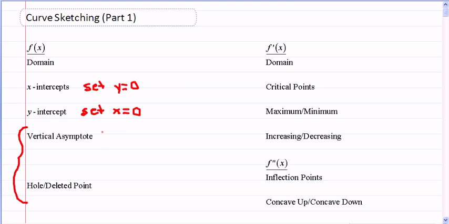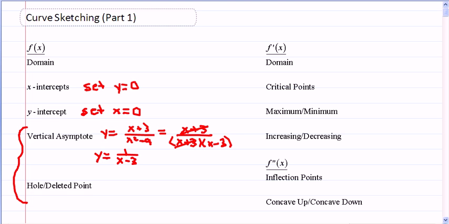So as an example, if you had the function y equals x plus 3 over x squared minus 9, you would take this function and factor the denominator, and since the x plus 3's cancel, the function can be rewritten as 1 over x minus 3. So the hole occurs where you have a canceled factor. So the x plus 3 set equal to 0 is x equals negative 3.